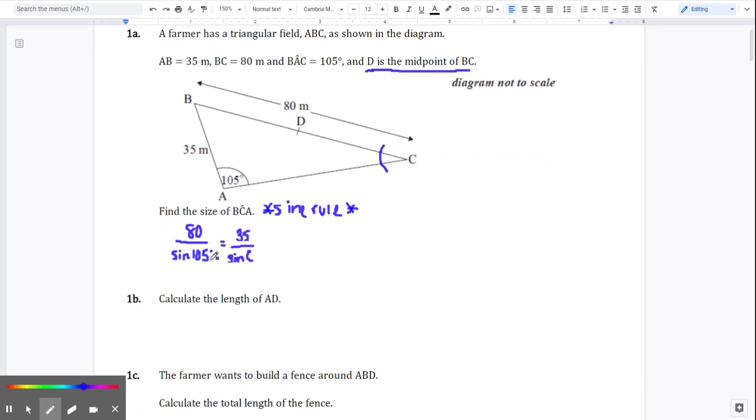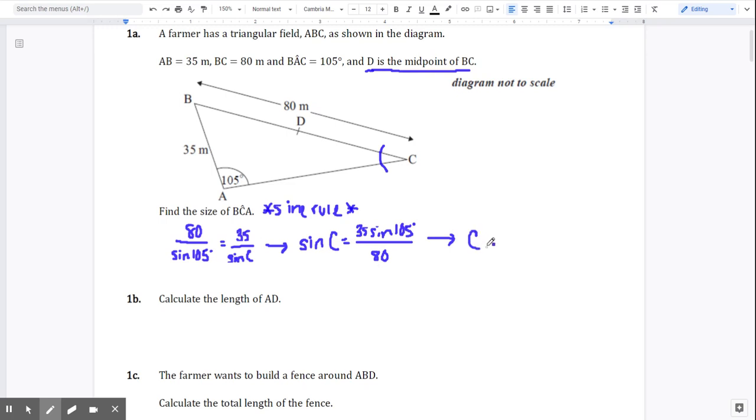All right, so I've set up my sine rule with side A over sine of angle A, side C over sine of angle C. When I cross multiply and isolate sine C to look for that angle, I'll be looking at 35 sine 105 divided by 80. So I'll type that into my calculator and do the inverse sine of it since I'm looking for an angle. And I'll get that angle C, or angle BCA, how they called it in the problem, is 24.998 from my calculator or from Desmos, but to 3 sig figs, I would have 25.0 degrees.